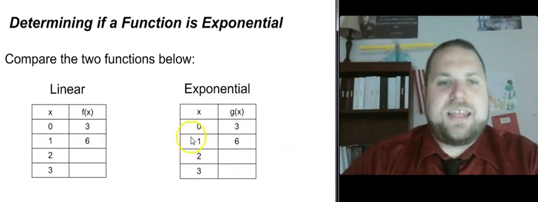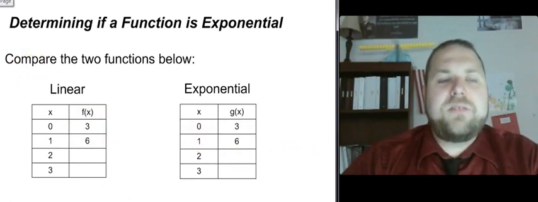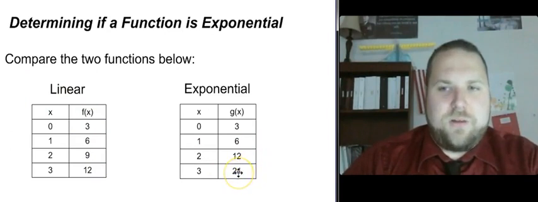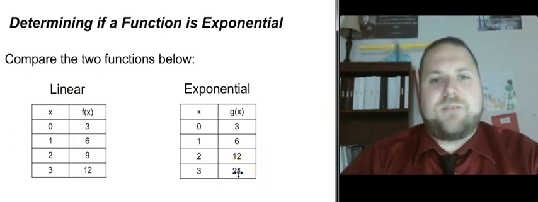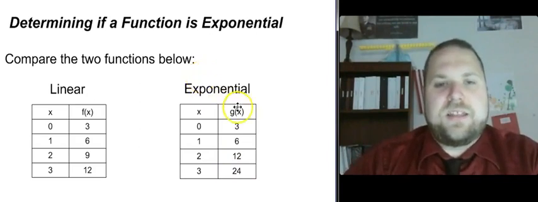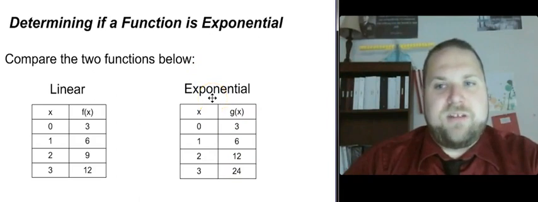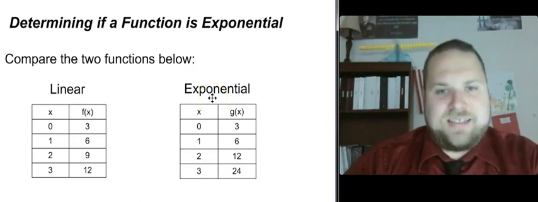So 3, then 6. But as we go through these, we're going to see that they start to diverge wildly. For a linear function, the next term would be 9. For my exponential function, the next term would be 12. And if I go one more, for the linear function, the next term is 12. And for my exponential function, the next term is 24. And here we can see one of the key properties of exponential functions. That is, when the base is positive, these exponential functions get very, very big, very, very fast.